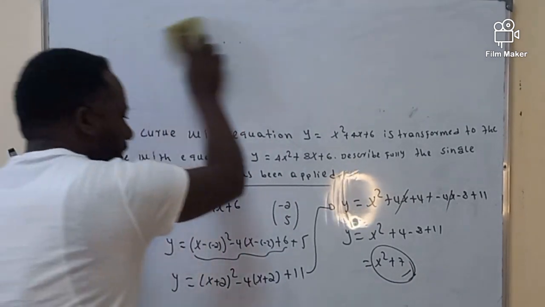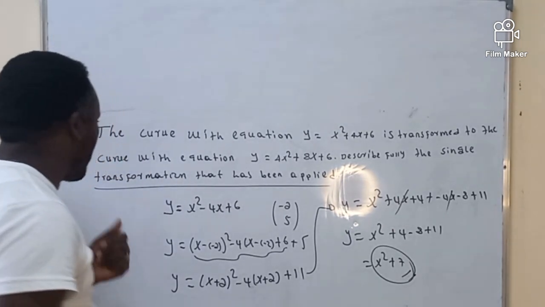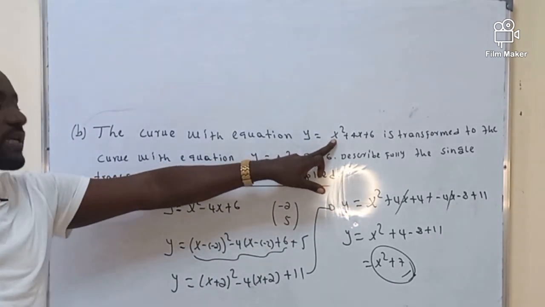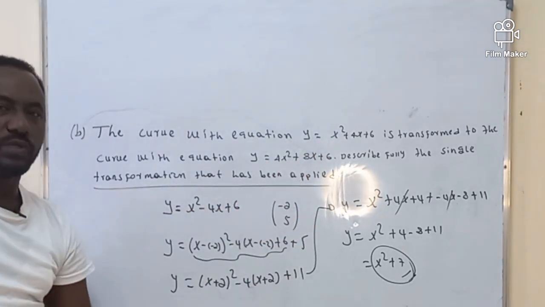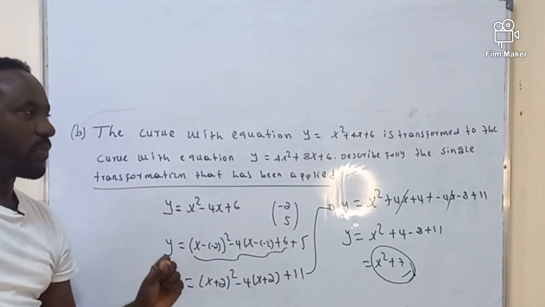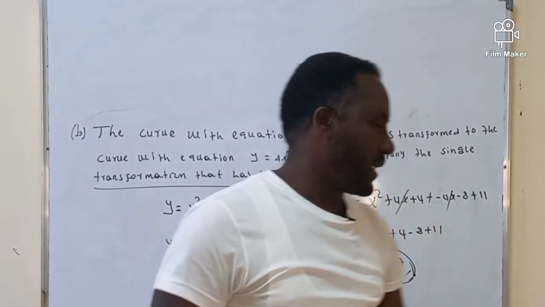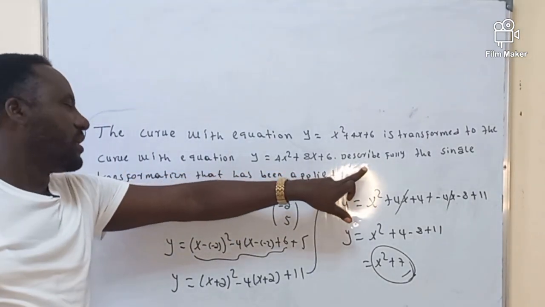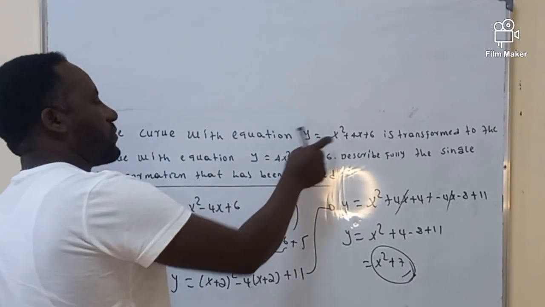Now let's come to how to determine the solution for the second problem. How are we going to do this problem? Let me read. The curve with this equation is translated to the curve with this equation. Here you have been given the image of this function, but the transformation is not known. So how are we going to describe the single transformation that has been applied to get this one from this one?